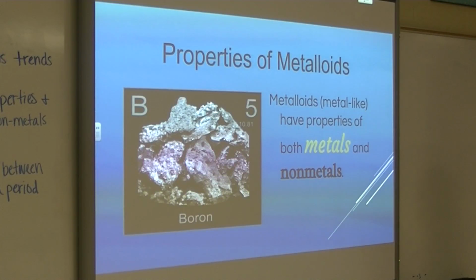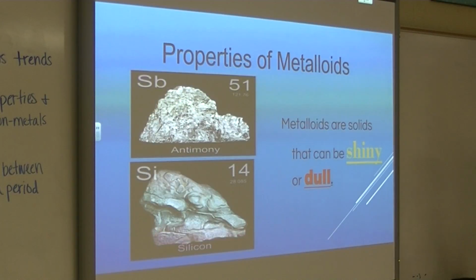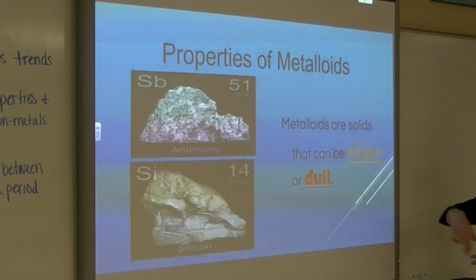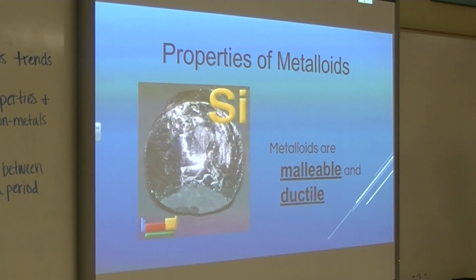Metalloids, meaning metal-like, have properties of both metals and nonmetals. They can be shiny or dull. Some are shiny, some are dull. They can conduct heat and electricity, better than nonmetals but not as well as metals. So they're in the middle when it comes to conductivity. They are typically malleable and ductile, so they have that property of metals where they can be hammered into sheets and made into wire.